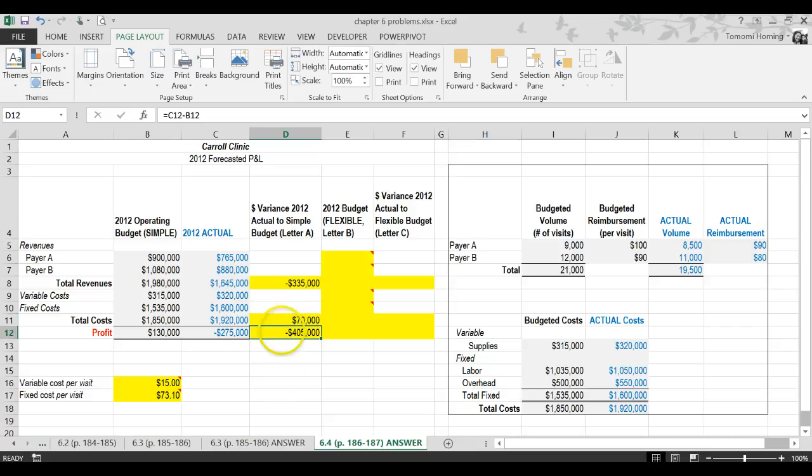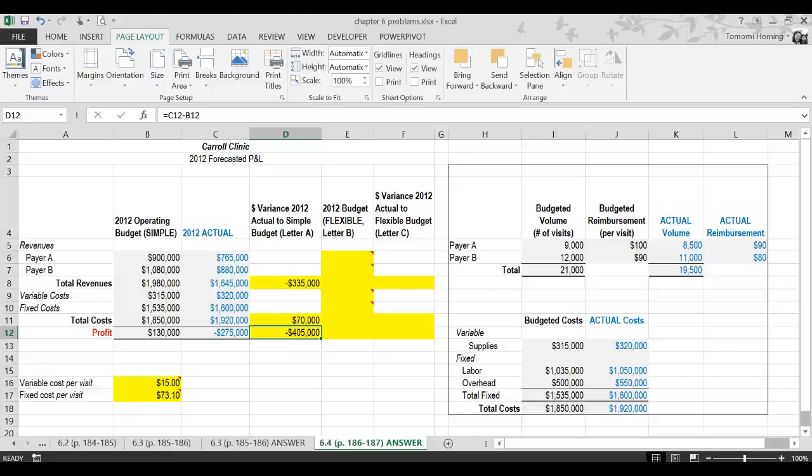Again, how to interpret the profit and the revenues lines. If it's negative, that would be an unfavorable performance indicator, meaning that you did not hit your budgeted targets with your actual performance, and we can see that that's the case. For revenues, we had projected to earn $1.98 million, and instead, the actual performance, we came in at 1.645. Similarly, for the profits, we expected to make $130,000 in profits, but fell short of that target because we actually incurred a loss of $275,000, meaning that we fell short of the target by $405,000.